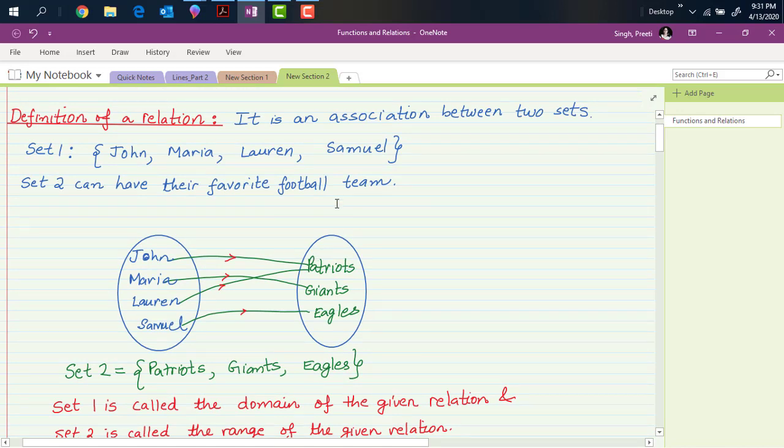Now the first case is a function. If we have one input, there is only one output. Now that output may not be unique. For one input, if we have one output, that is your function.